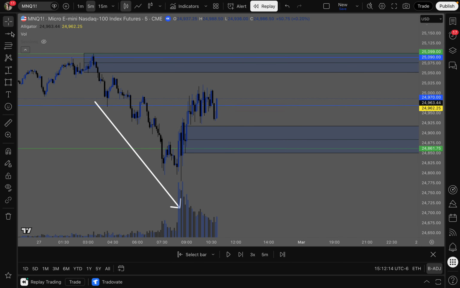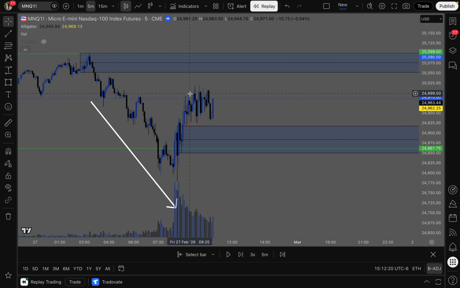I need to see liquidity, which I do see. I see liquidity right here. I have a liquidity, I have a trend, and I have a POI that I'm looking for. This is my full target right here. This is the point of interest I'm trying to enter from. So let's fast forward.